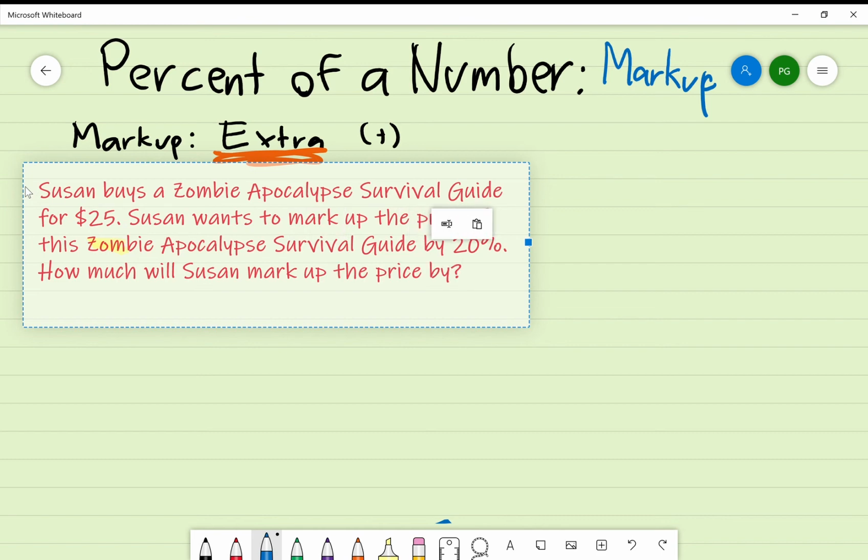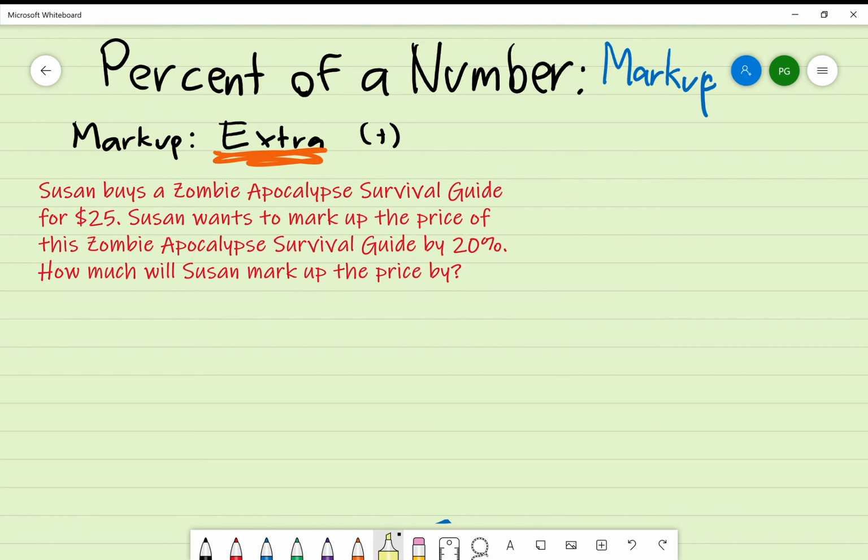Okay? Now here, some of you, I'm sure, have already noticed you are not looking for the new price. You are looking for the markup specifically. Let's emphasize that, guys, because this is important. You are not looking for the new price. You are just looking for the markup, okay?